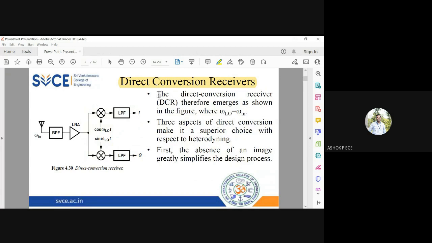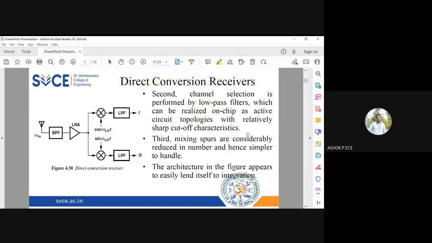So the diagram is shown, and you know that the condition for zero IF is that the RF frequency and your LO frequency should be the same. Only then you will have zero IF. First, the absence of image. The image is not there outside your band, so that eliminates the need for a filter, and the image inside the band you can eliminate by using I and Q, completely eliminating the image itself. So that is going to make my system very efficient.